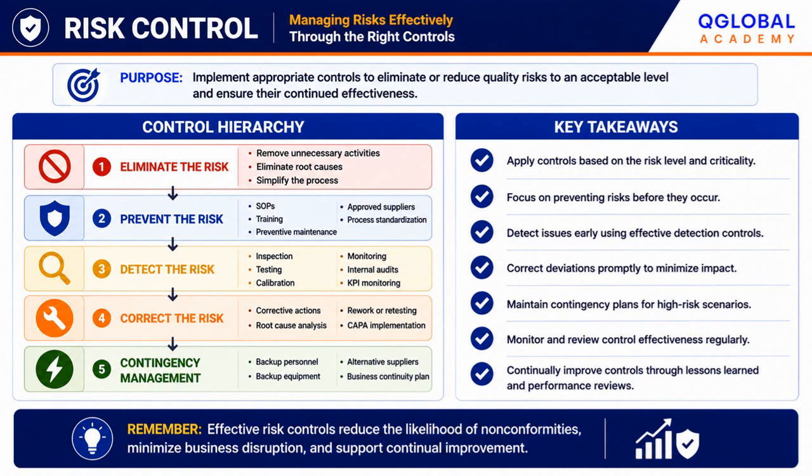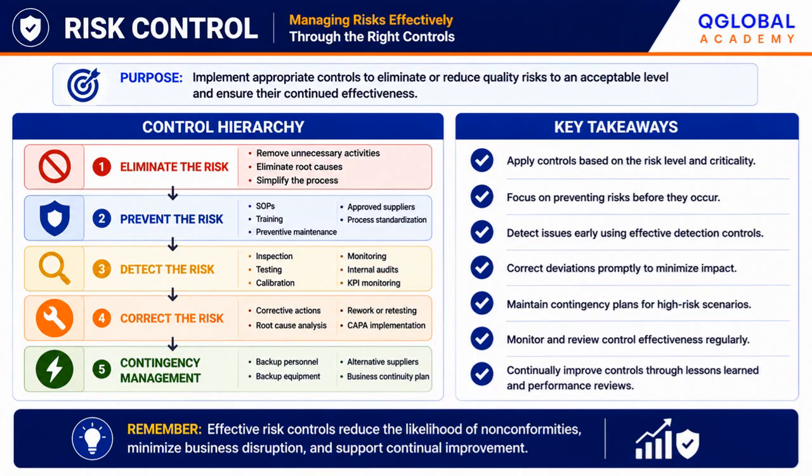The fourth level is correct the risk. If a problem occurs, corrective actions, root cause analysis, rework, retesting, and CAPA activities help eliminate the cause and prevent recurrence. The fifth level is contingency management. This includes backup personnel, backup equipment, alternative suppliers, and business continuity plans that help maintain operations during unexpected events.